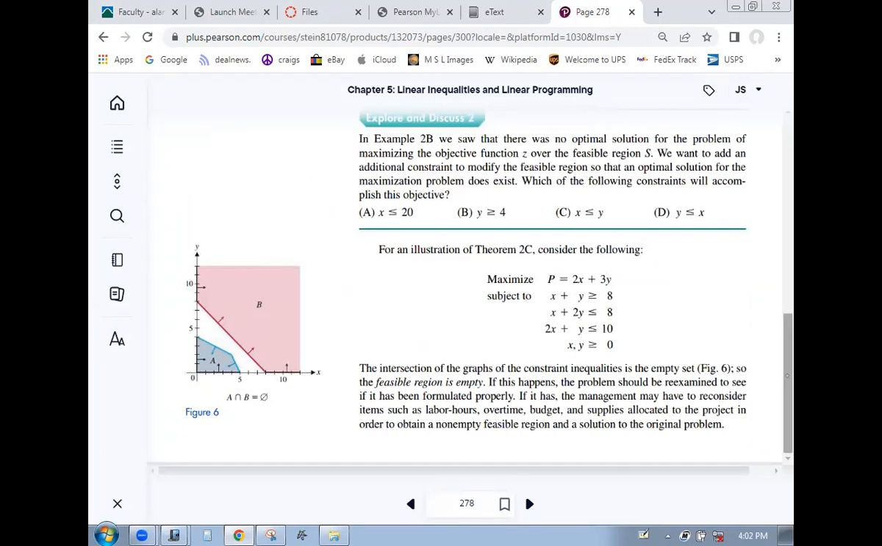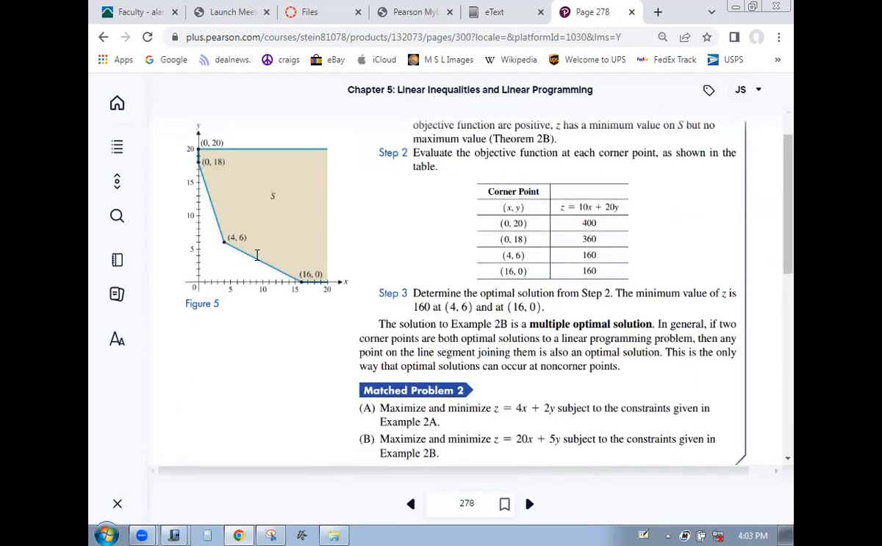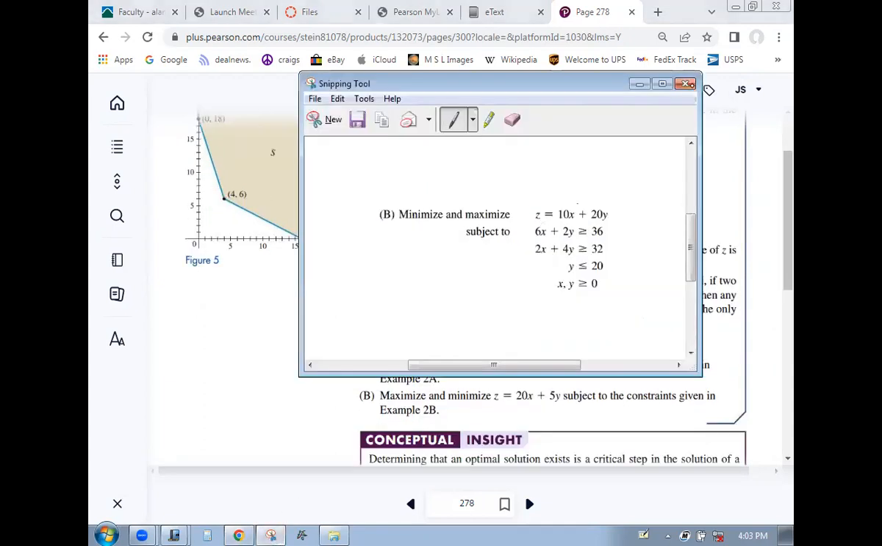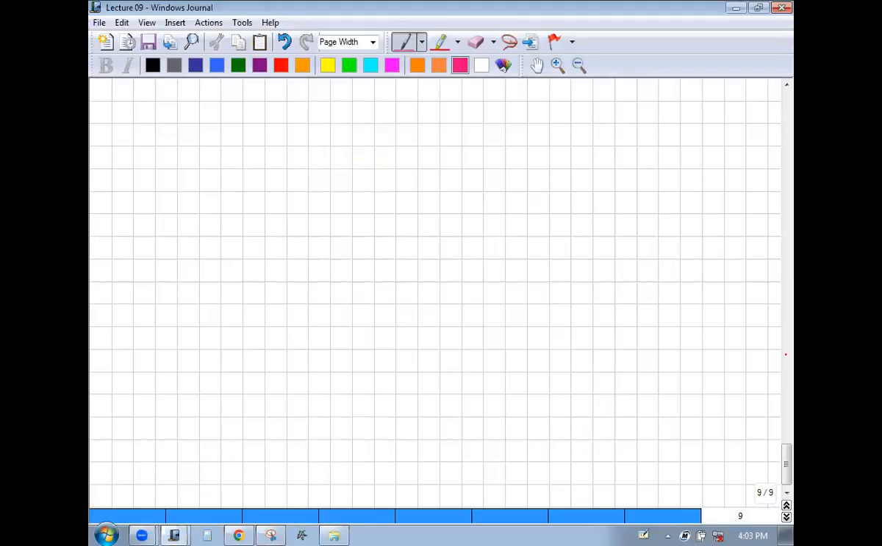Is this our figure six? Is this the one for our problem? Yeah, there it goes. This is our picture here. So from 4, 6 to 16, 10, every point along there. The minimum value of z is at 4, 6 and 16, 10. The solution is a multiple optimal solution. In general, if two corner points are both optimal solutions, then any point on the line segment joining them is also an optimal solution. So put that in our notes here, because that's important to know.